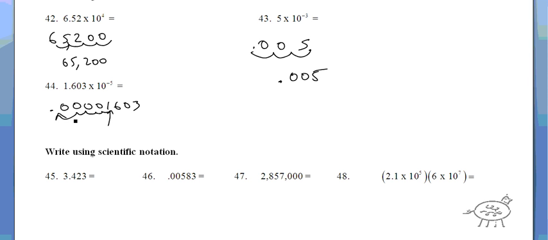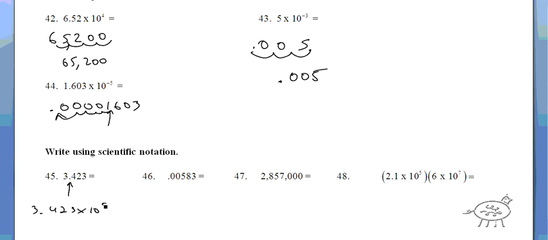Number 45, write using scientific notation. How many places? Remember that the decimal has to be after the first non-zero digit. So 3.423 times 10. How many places did it move over? 0. That's scientific notation, guys. And remember what 10 to the 0 is. That's equal to 1. So 3.423 times 1 is 3.423, which gives us our original answer.